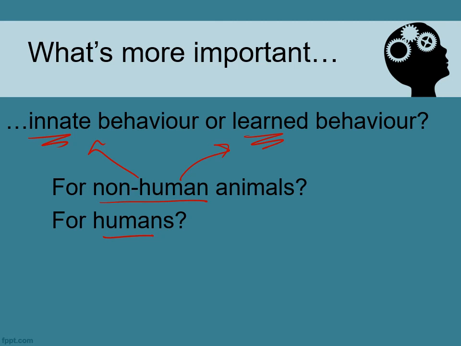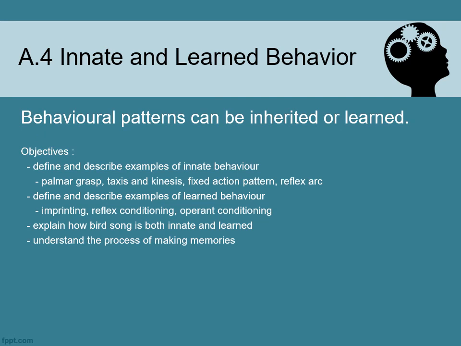And my friends, we are done with today's lecture. Hopefully you can define and describe examples of innate behavior and of learned behavior. You know that birdsong is both innate and learned. And then we talked about that process of making memories, and hopefully you are going to recall lots of these memories that you've just made.